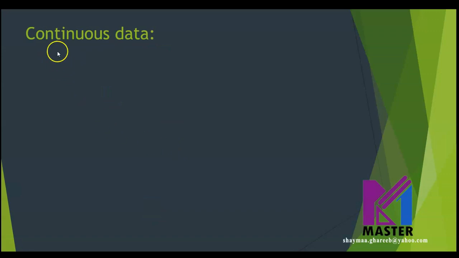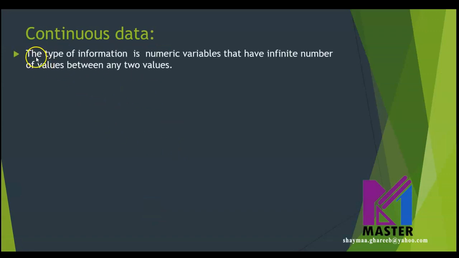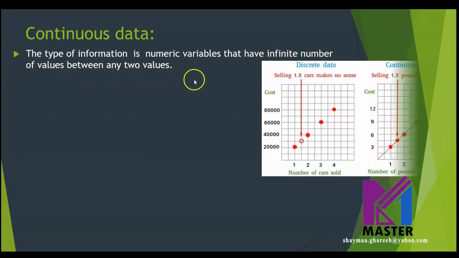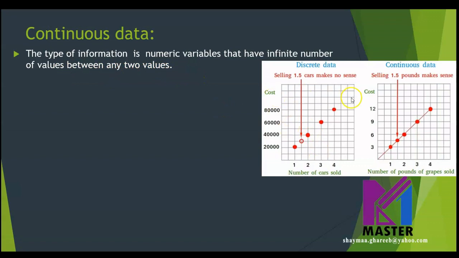Continuous data. Now we are going to talk about the continuous data. Let's see. The type of information here is numeric variables, such as the discrete data. But what is the difference? That it has an infinite number of values between any two values. What does this mean? Look at this example.